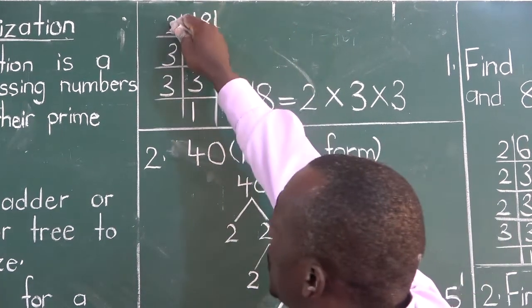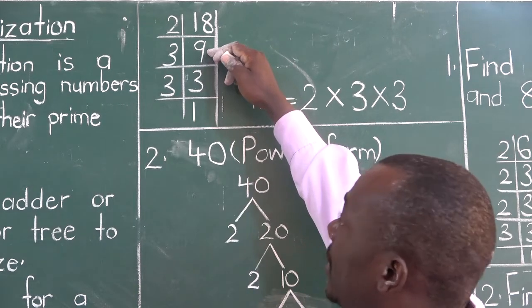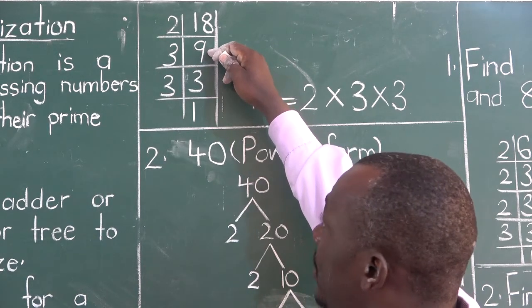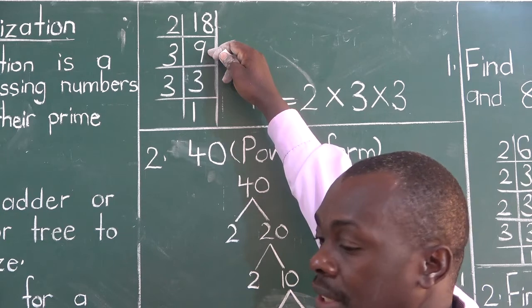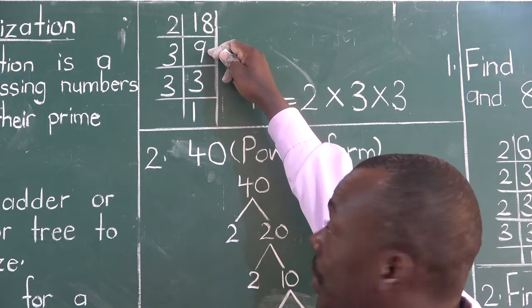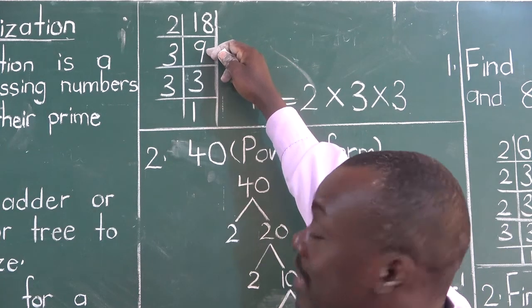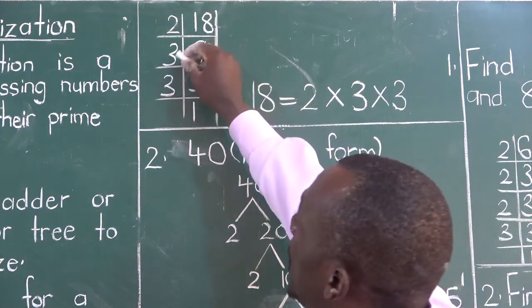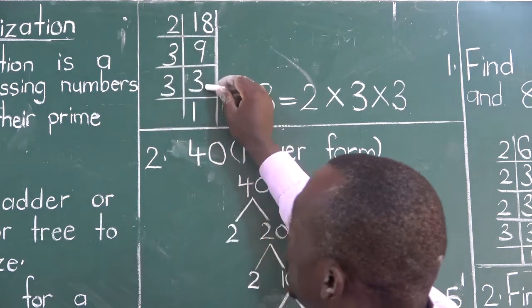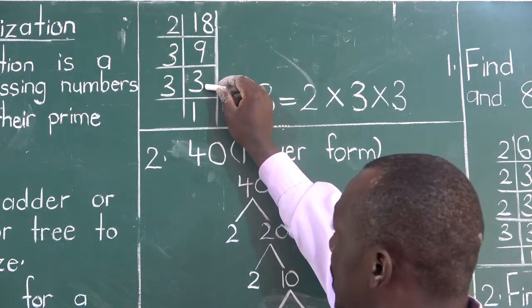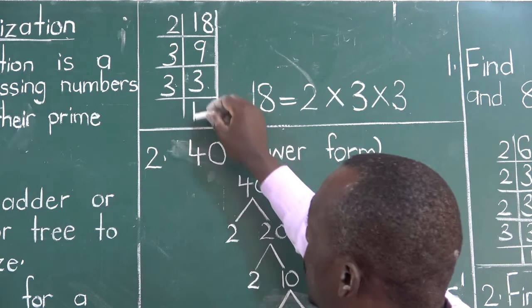Now, 18 divided by 2, you get 9. You continue. Is 9 still divisible by 2? No. If you know tables, 9 is not a multiple. Now we go to the next prime number, 3. Is 9 divisible by 3? Yes, you write it here. 9 divided by 3, you get 3. Good. Still 3. 3 divided by 3, you get 1.